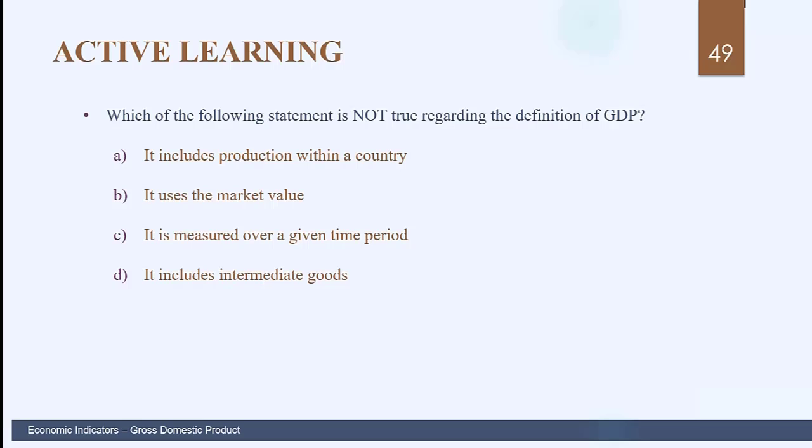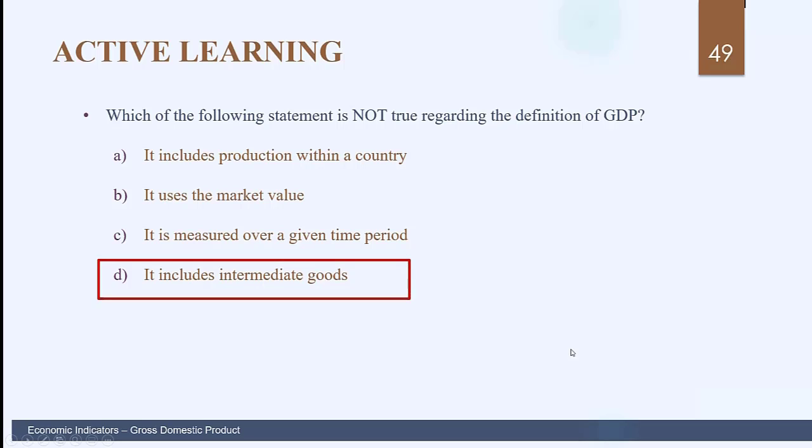D says it includes intermediate goods. Well, we definitely know that that's not true. We know that that's not true because if it included intermediate goods, we would be double counting. So the correct answer here is D.